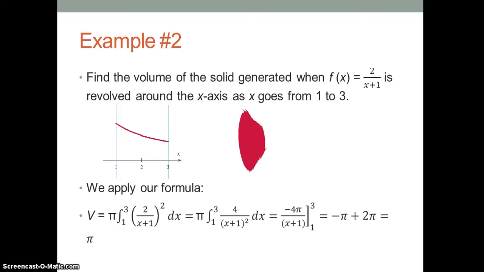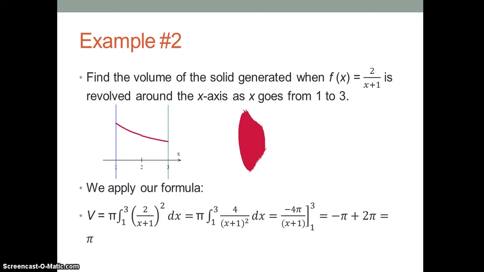This is an excellent chance to practice our antiderivatives. We've got 4 over x plus 1 squared, which we can rewrite as 4 times x plus 1 to the negative 2. The antiderivative of that is negative 4 pi over x plus 1, and we're going to integrate from 1 to 3. When you work it out, you end up with your answer of pi.